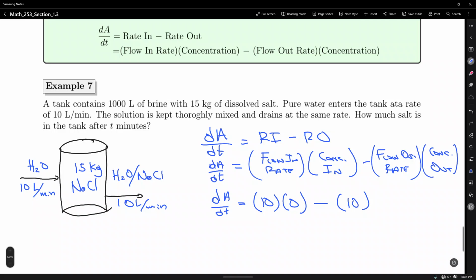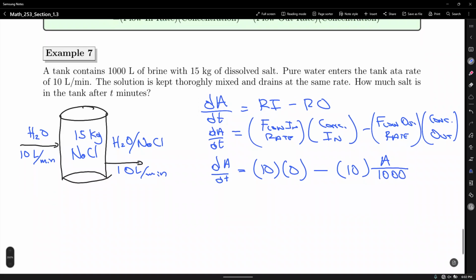We're going to express this as a percent or as a ratio of solute per volume. In this case, I'm just going to call A, the amount of salt, divided by the total volume. But what's the total volume in this case? 1,000. Okay, so we're ready to simplify. We got the hardest part of the problem, setting up the equation. Let's simplify. This is going to go to 0, of course. dA/dt equals, what is that? 10 over 1,000, that's 1/100. Negative A over 100.